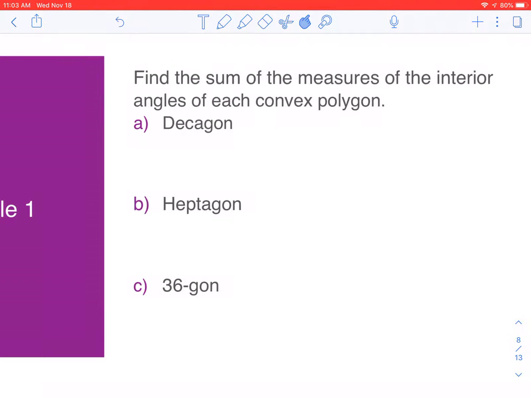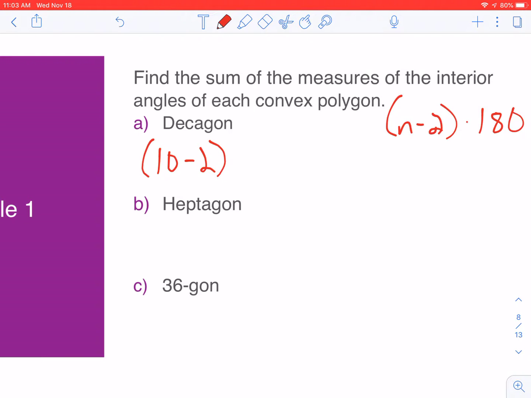Okay, so we're going to find the sum of the measures. I'm just going to write our formula up here, n minus 2 times 180. So decagon is 10 sides, 10 minus 2 times 180, which is 8 times 180, which equals, sorry, I didn't have my calculator ready, and I'm going to give you the right number, 1,440 degrees.